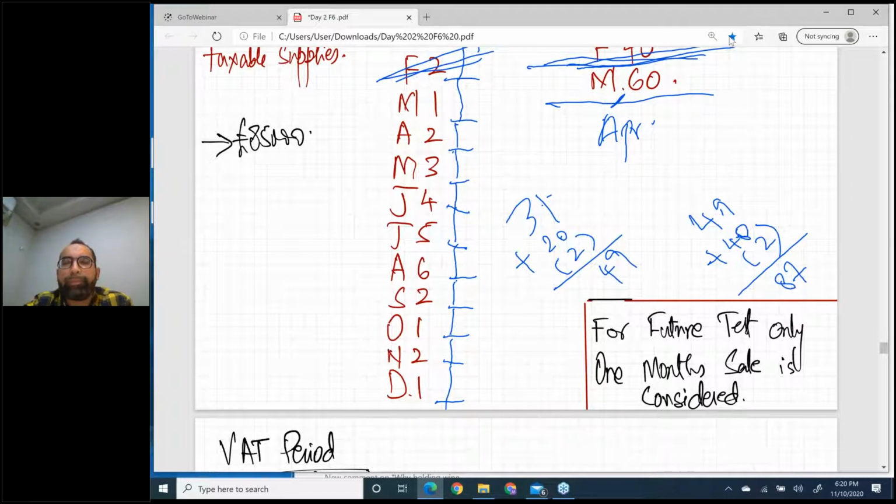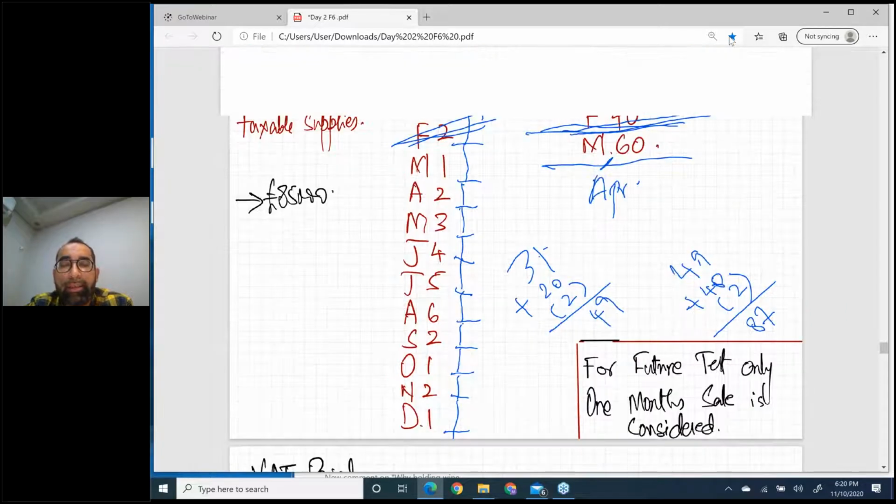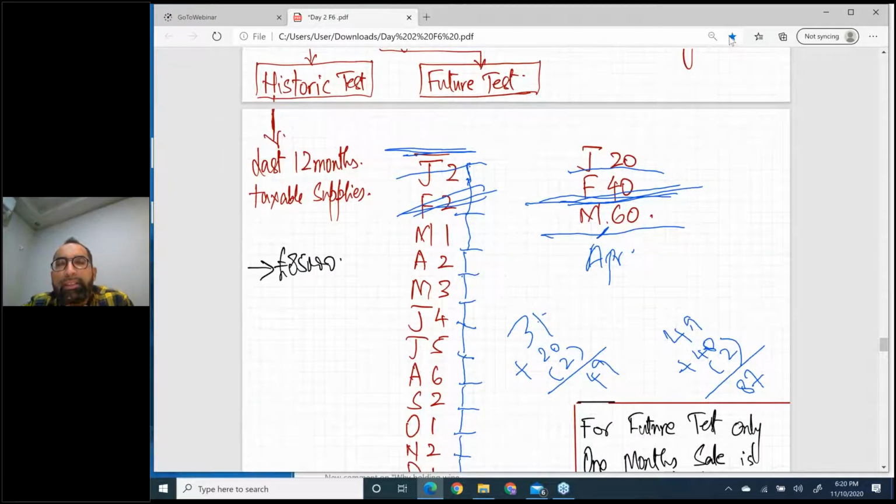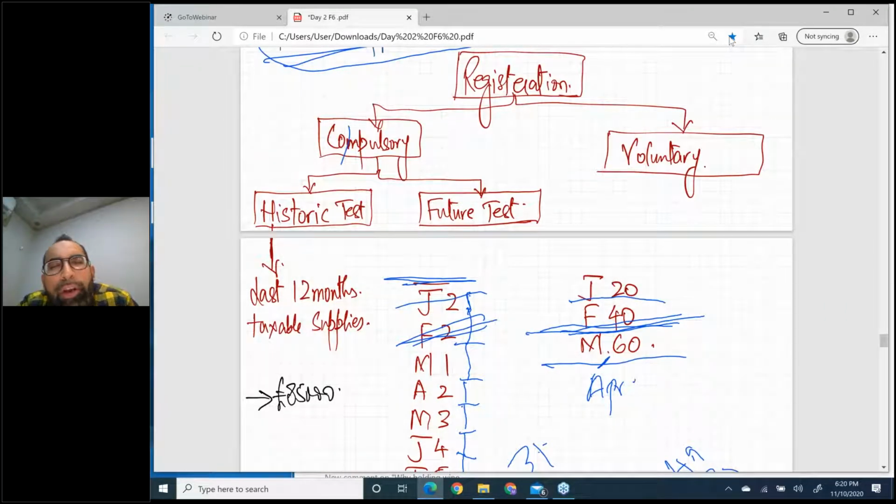Okay, now listen. This is what is compulsory registration. There is one more option, that is voluntary registration. Voluntary registration means that you are not an 85,000 guy. Your status is less than 85,000, but still you wish to register yourself. Still your heart wants to register. You want to be a registered guy. Okay, go and get yourself registered.